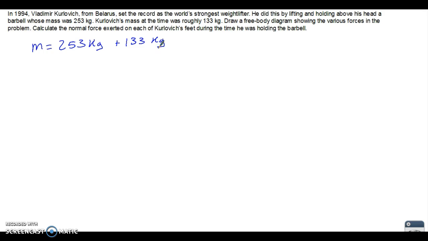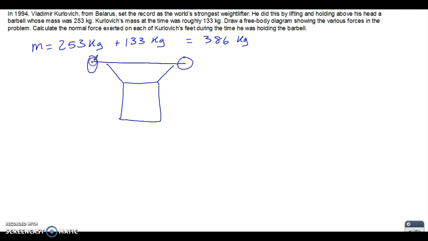Calculate the normal force exerted on each of Kurlovich's feet during the time he was holding the barbell. So we've got a total mass of 253 plus 133, and so our total mass is going to be 386 kilograms. All right, and we're going to draw Kurlovich holding a barbell. We've got 2 legs, and each of those legs has a normal force on it. So what is that normal force?